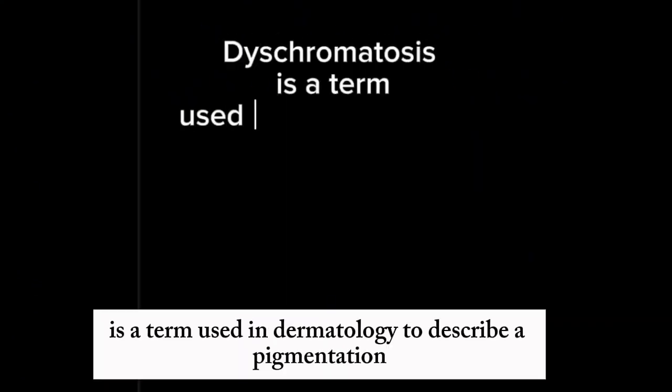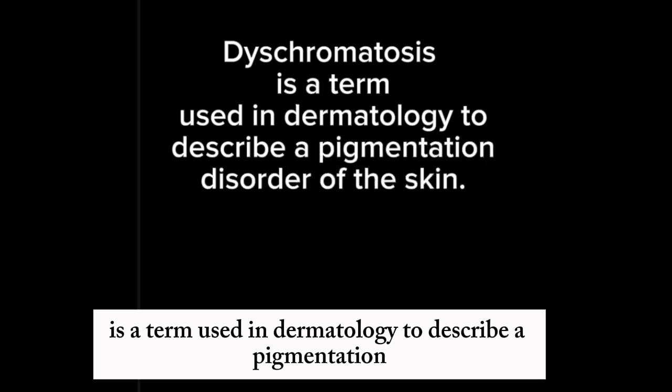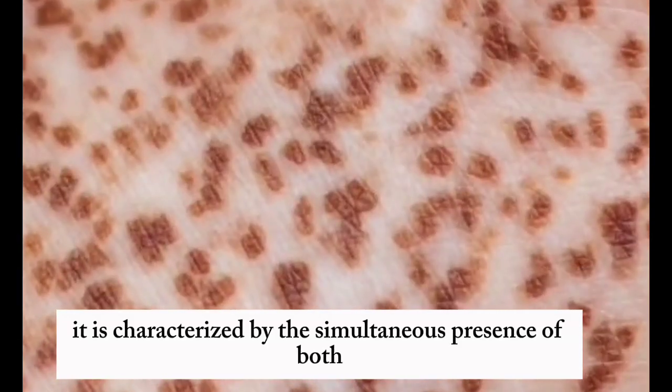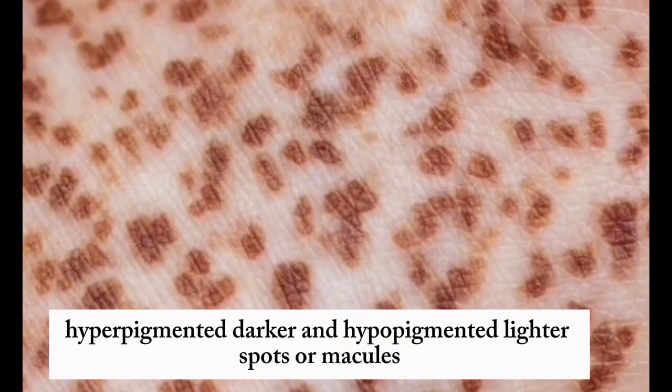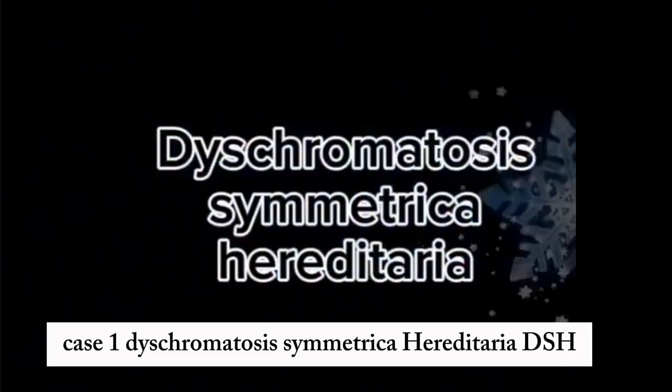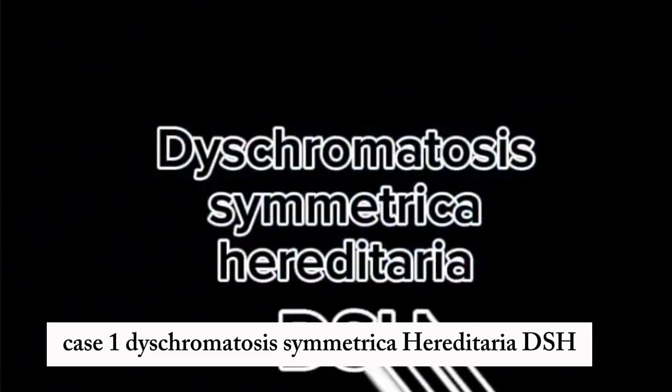Dyschromatosis is a term used in dermatology to describe a pigmentation disorder of the skin. It is characterized by the simultaneous presence of both hyperpigmented, darker, and hypopigmented, lighter, spots, or macules. Case 1, Dyschromatosis Symmetrica Hereditaria, DSH.